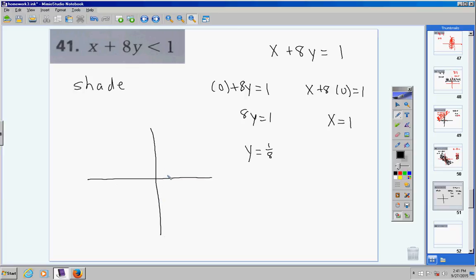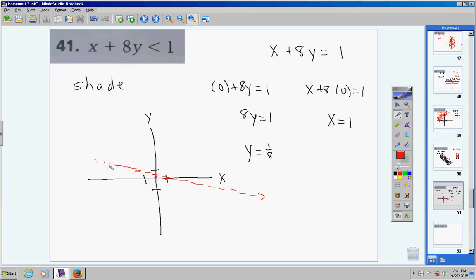Now granted, they're going to be really close together, but I can still get a good quality line if I use a straight edge. So on the y-axis, I'm going to go to 1/8. That's barely up, okay? Right to there. On the x-axis, I'm going to go to 1, which is right here. I do not have an equal sign here, so I'm going to use a dotted line, okay? So here's my dotted line, and again, it's not going to be perfect. It's not supposed to be perfect, but it's supposed to be neat and do the best you can, okay?